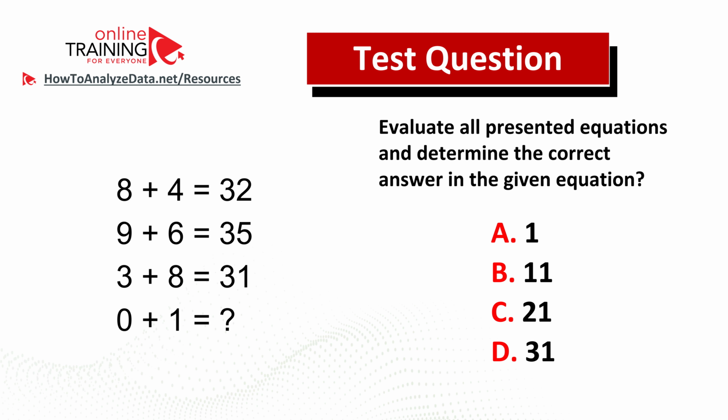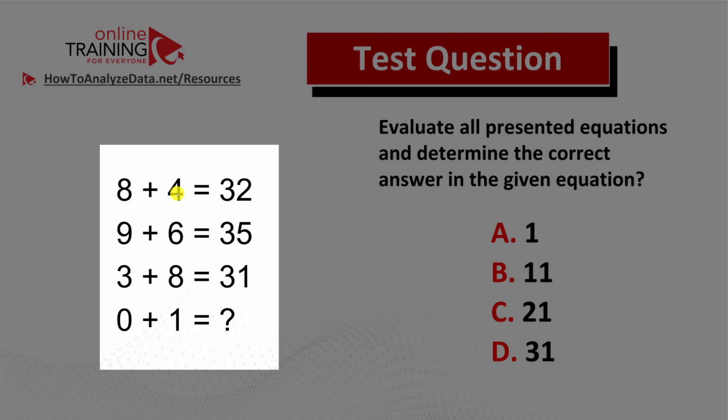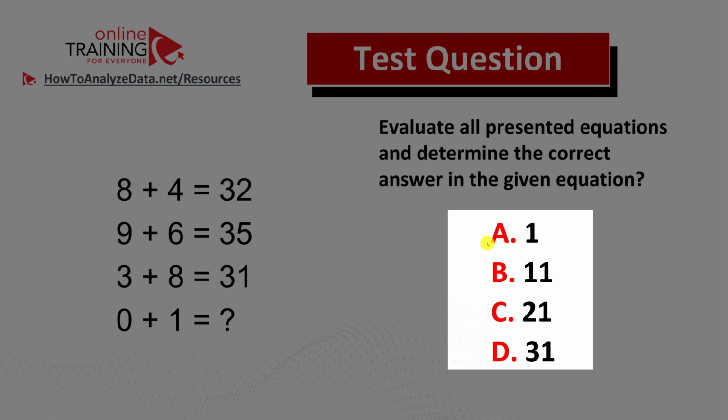This question is quite tricky, but I'll show you the solution. Let's solve this challenge together. Here's a very interesting and tricky question you might frequently see on the test. Evaluate all presented equations and determine the correct answer in the given equation. So you have 4 equations presented. 8 plus 4 equals 32. 9 plus 6 equals 35. 3 plus 8 equals 31. And 0 plus 1 equals something, and you have 4 possible choices. Choice A, 1. Choice B, 11. Choice C, 21. Choice D, 31.